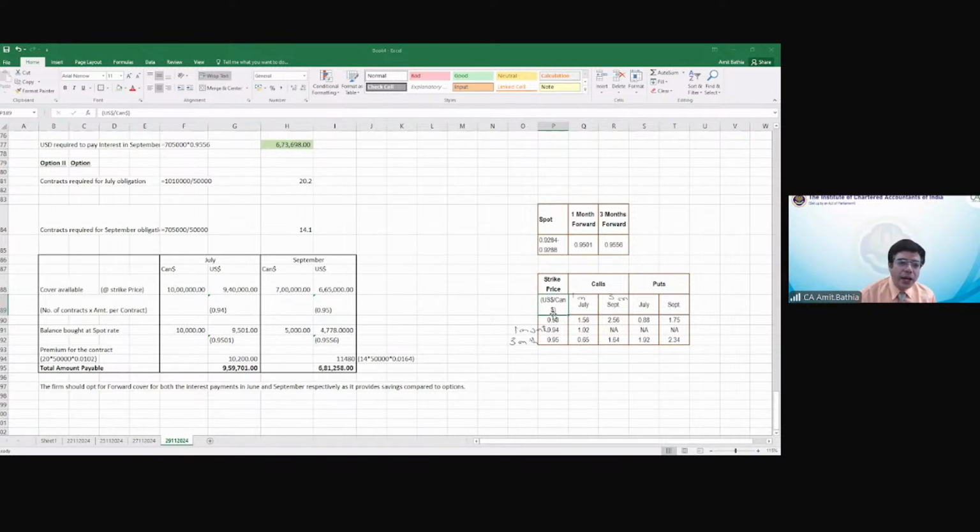If you are given the direct quote, you have to convert first of all direct into indirect. The currency was reversed, right? That is what you are trying to say.